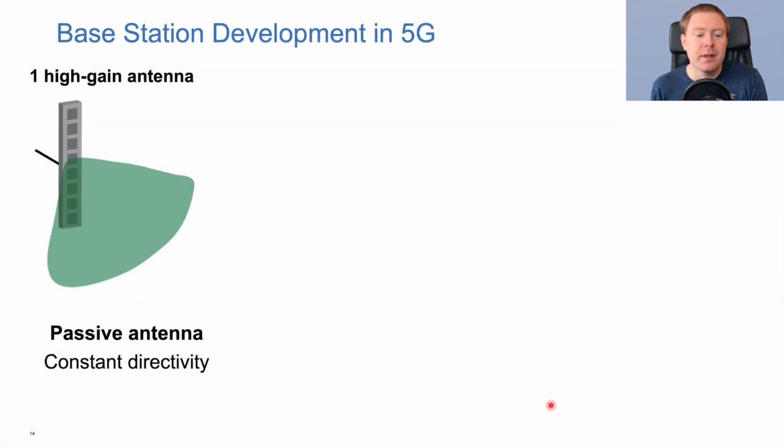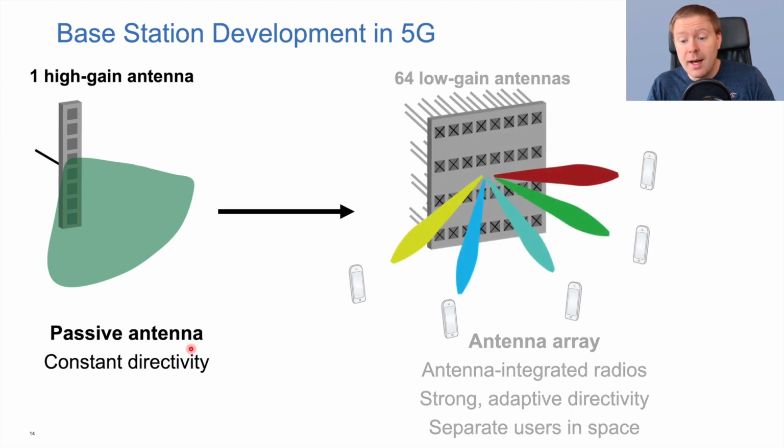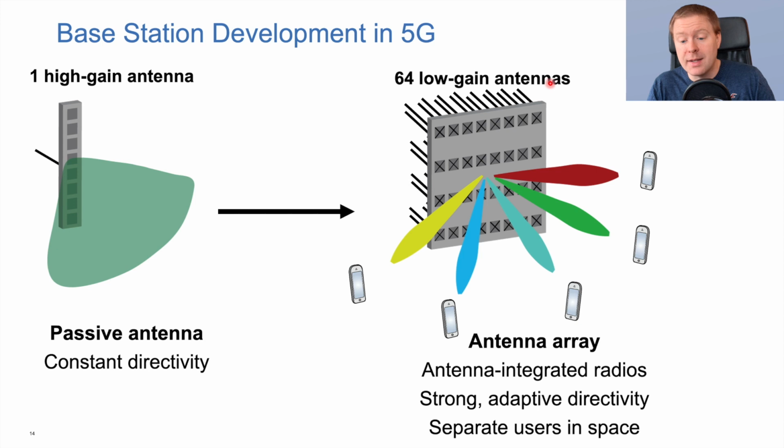So what has really happened in the base station development in 5G is that we have gone from having the main type of base stations, one high gain antenna that maybe has 16 dBi antenna gain, 40 times stronger signal in the center of the cell, and it's a passive antenna with constant directivity, to having this kind of 64 low gain antennas in one panel like this. So a two-dimensional surface with multiple antennas. You see this 8 times 4, and then there is a cross here which is saying that this is a dual polarized antenna. So two antennas at the same location but with different polarization of the waves that they're radiating.